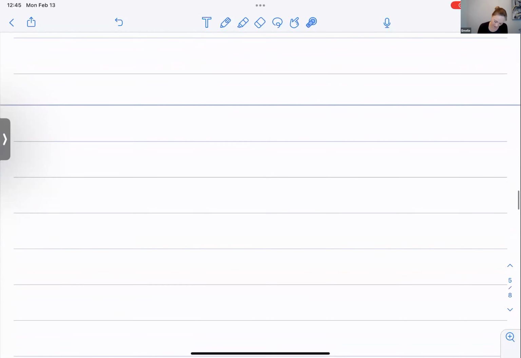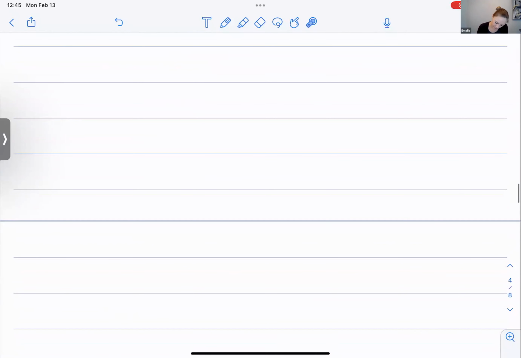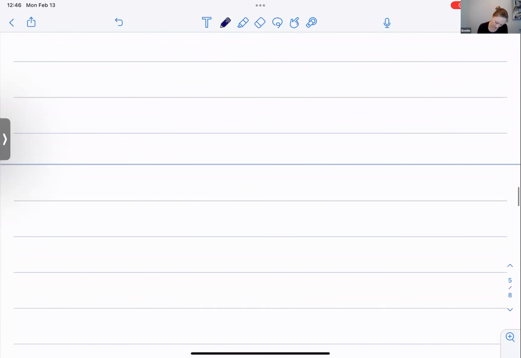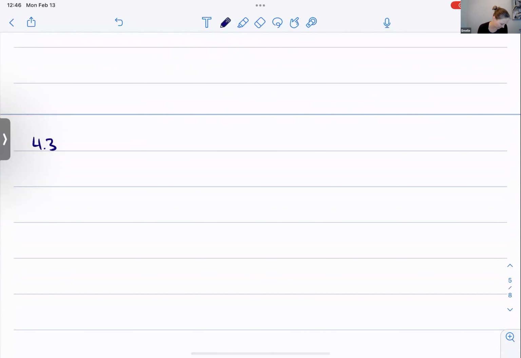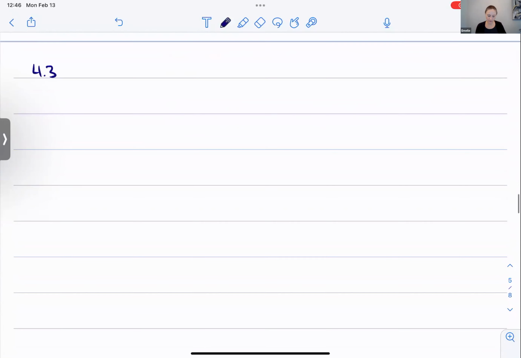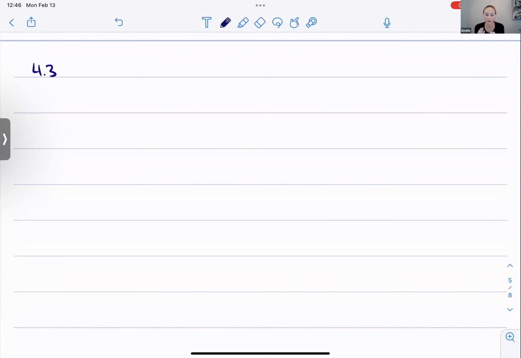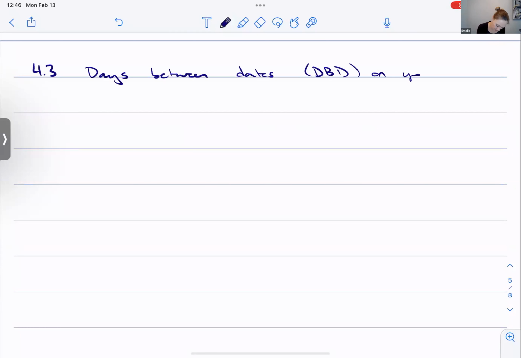Let's see where the page break is, because this is section 4.3. Maybe I'll just start it on a new page here. So section 4.3 is just walking you through how to calculate days between dates on your calculator. So days between dates, which we abbreviate DBD, on your calculator. Okay.